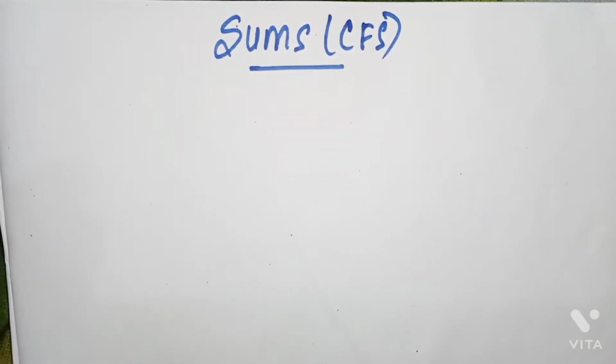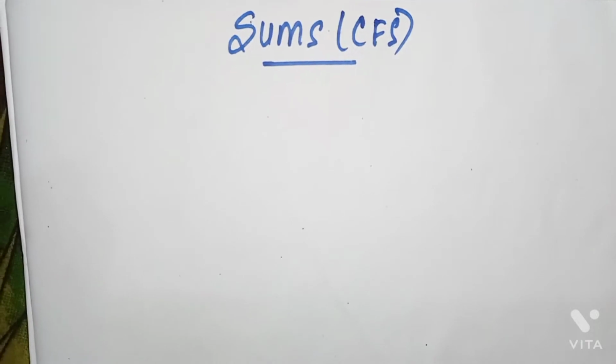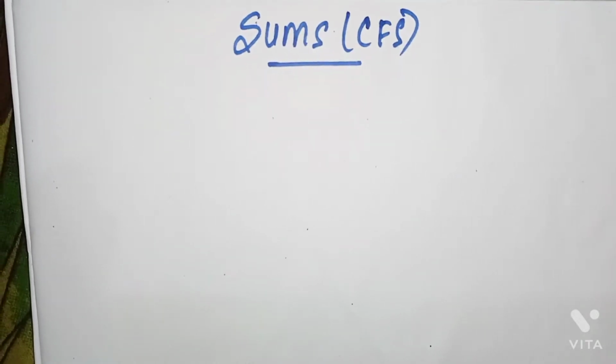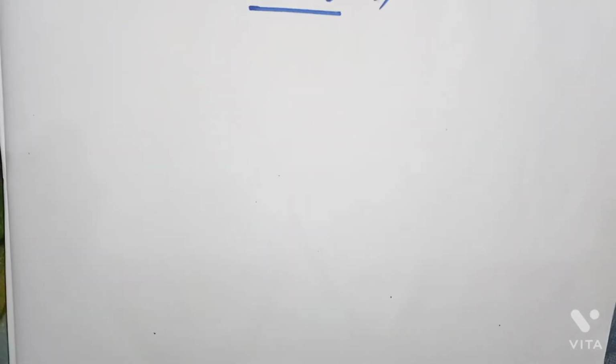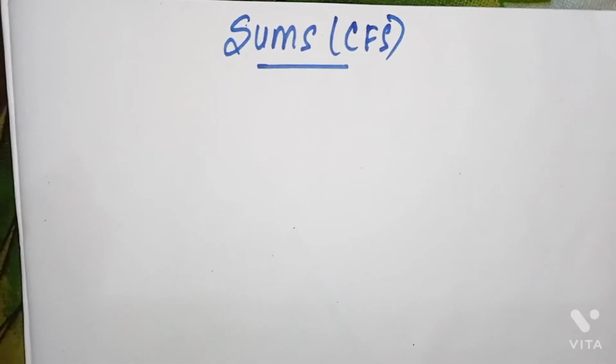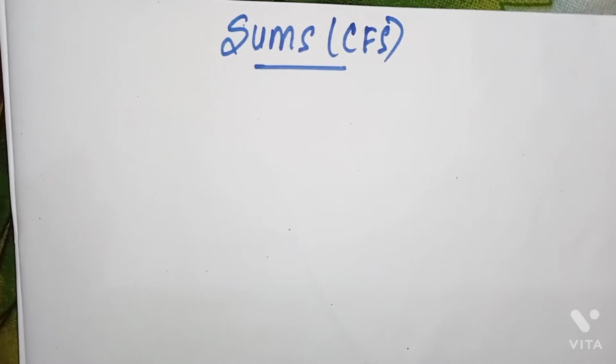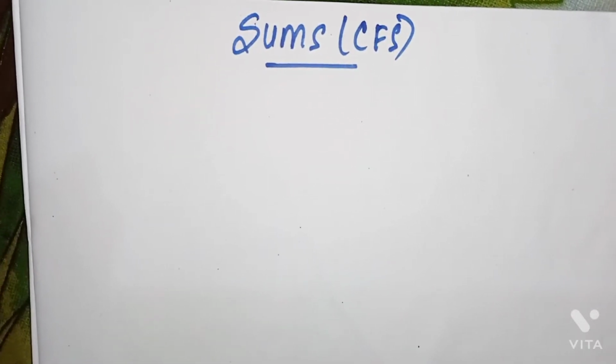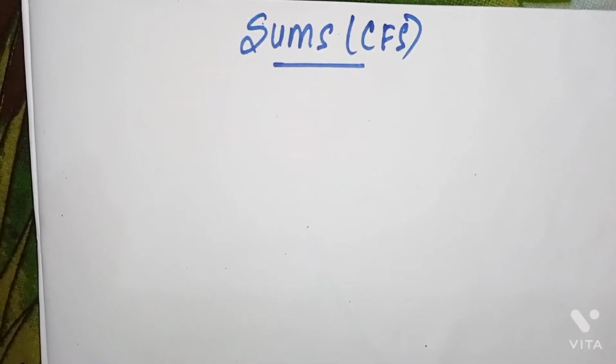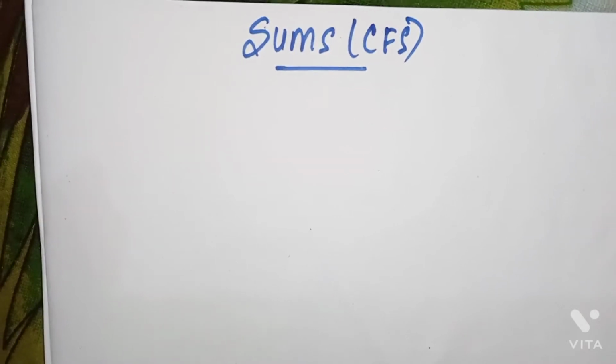In today's class, we are going to do some sums regarding the items of inflows and outflows that will be included in the three basic activities that we have done in a previous class, that is operating activities, financing activities and investing activities. For this, please watch my previous class for the better understanding.